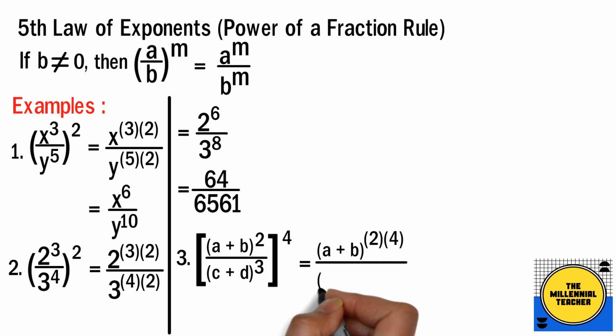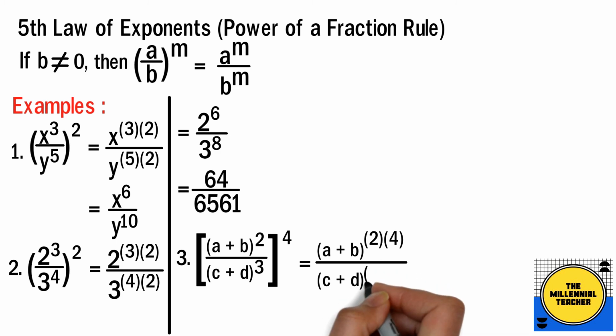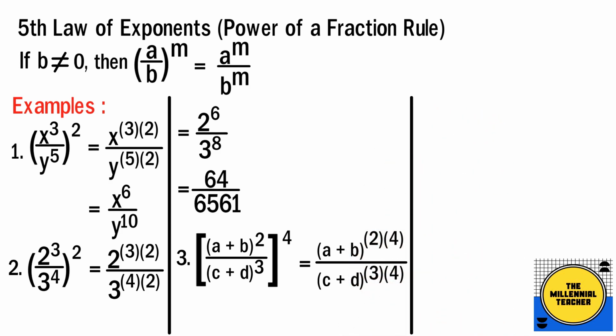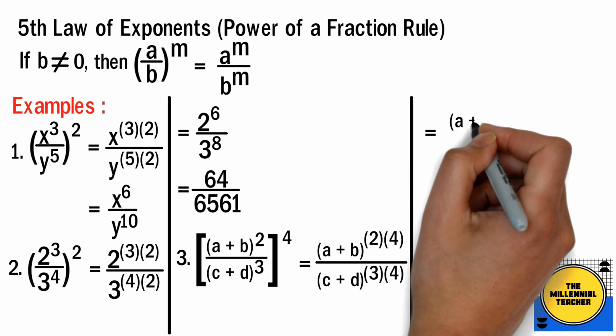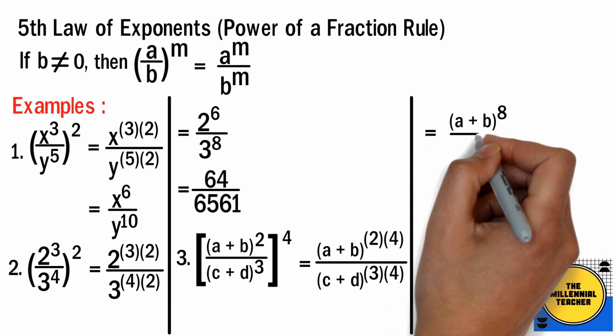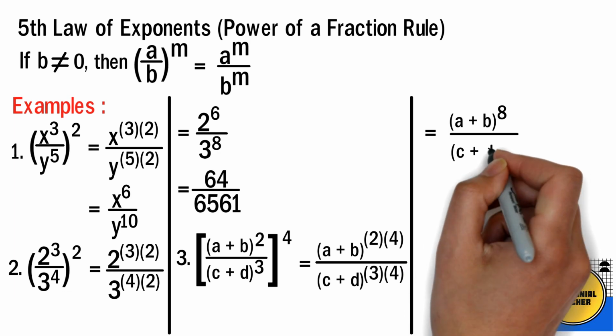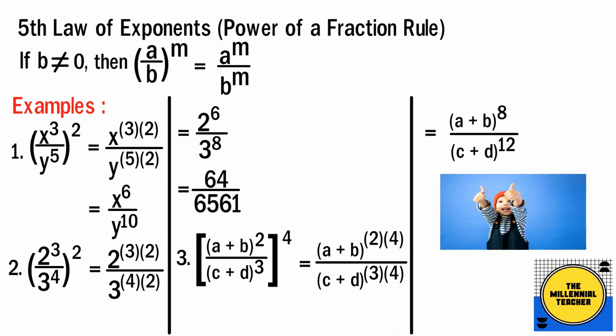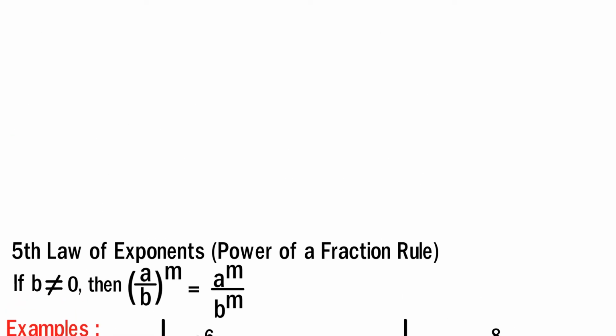Next ay copy the base of the denominator, which is c plus d. Then multiply natin ang exponent ng c plus d sa exponent na nasa labas. Kaya magiging 3 times 4. Kaya ang magiging resulta, student, ay quantity a plus b raised to 8 over quantity c plus d raised to 12. At ayan ang fifth law of exponent, student.